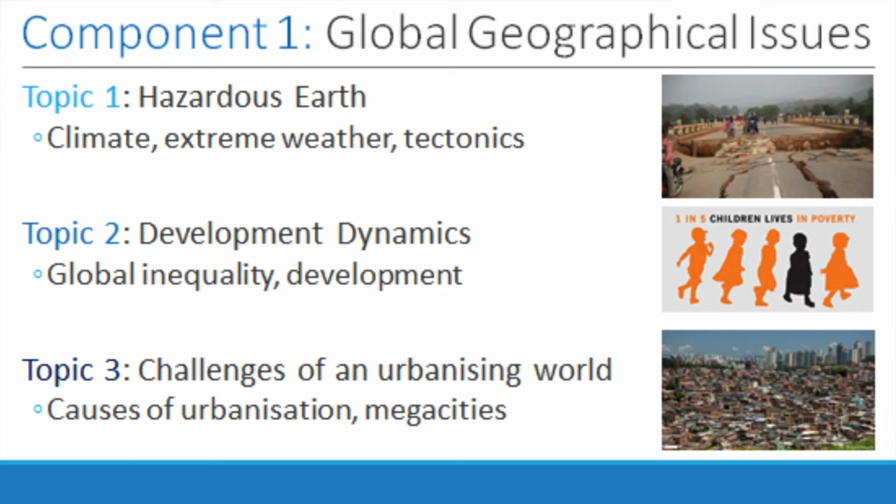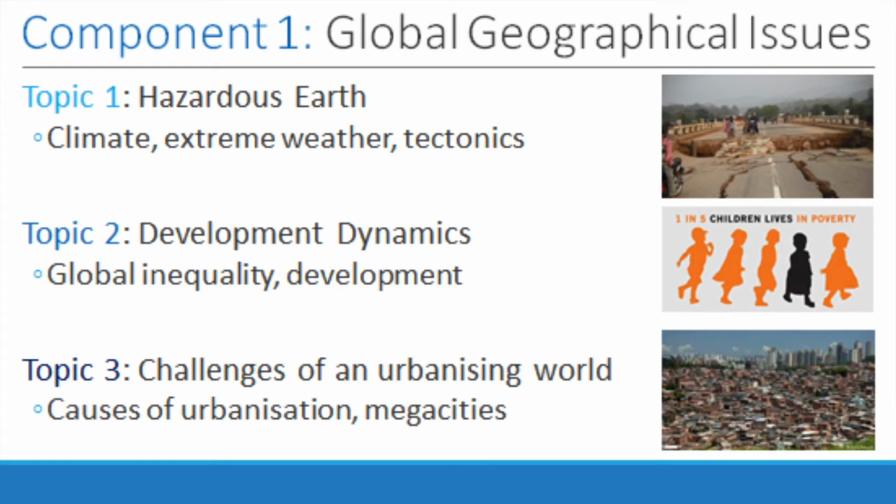Topic 3 looks at the challenges of an urbanising world. Here we look at urbanisation, the fact that 83% of the world's population have started to live in urban areas. We look at 20 megacities across the world and how these have grown and how this is changing the lives of people.